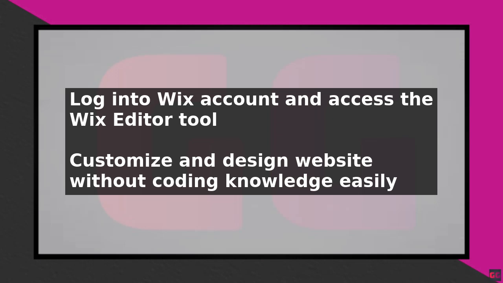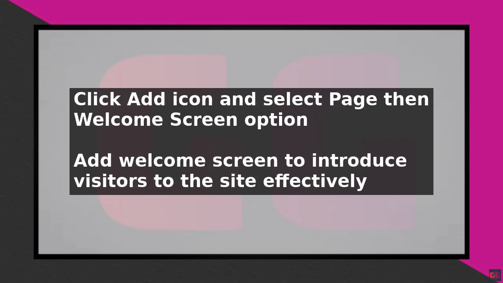First, click on the Add icon on the left side of the editor, which looks like a plus sign. This will open a menu with various options to add different elements to your site. From this menu, select Page and then choose Welcome Screen.